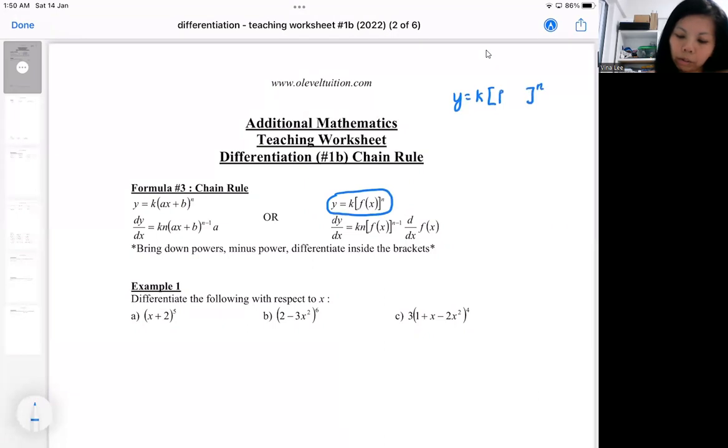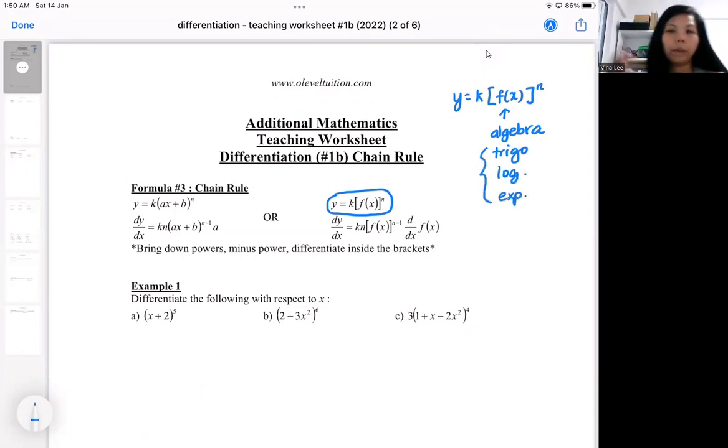You use the chain rule when you have a function with a power. That function, most of the time, can be an algebra function, but it can be a trigo function, which later on you'll be learning how to differentiate. It can also be a logarithm function, or an exponential function. All these will be covered in the further differentiation techniques. At the moment, you are dealing with algebra with a certain power. So when you have a certain power, you will try to use this rule.